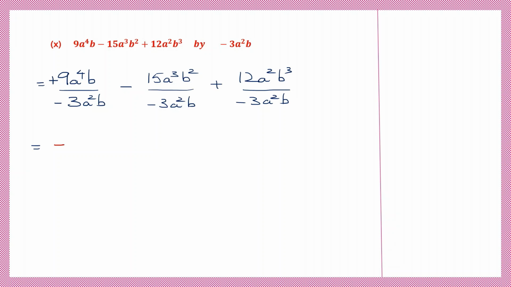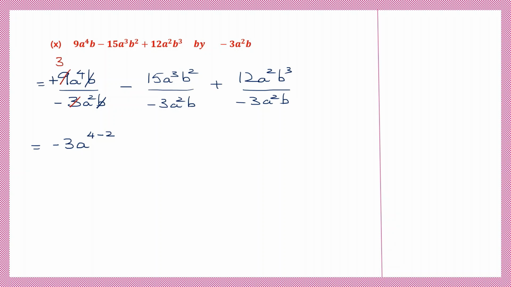Then let's cancel 3 and 9. 3 3s are 9, so the number is 3. Now let's take a to the power of 4. In the denominator we have 2, so minus 2. Then we have b to the power of 1 minus 1, or we can simply cancel the b's here. So I just have this much.